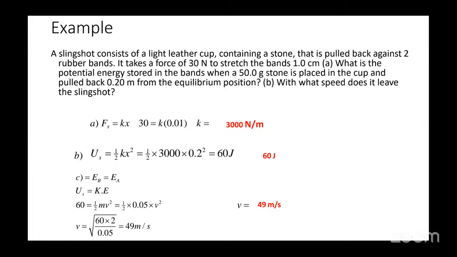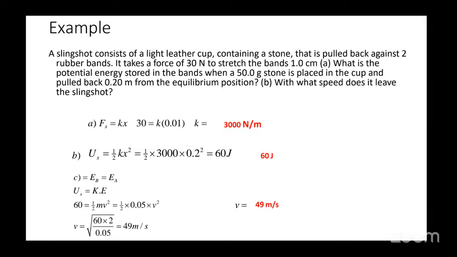So we make v the subject of the formula. That will give us the square root of 60 times 2 over m. If we substitute the parameters, that gives us 49 meters per second. So the speed of the stone as it leaves the slingshot is 49 meters per second.